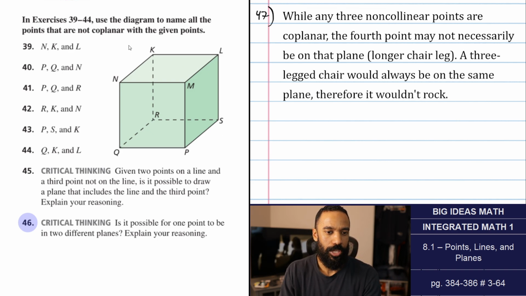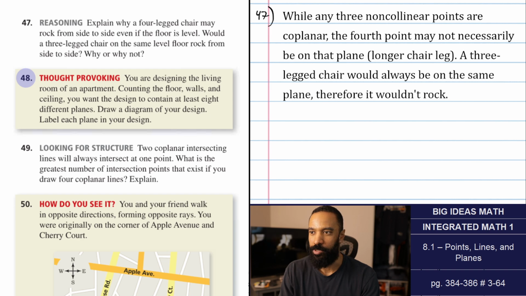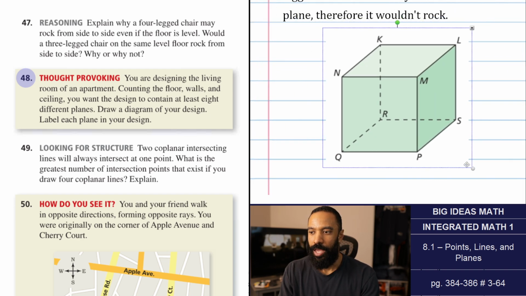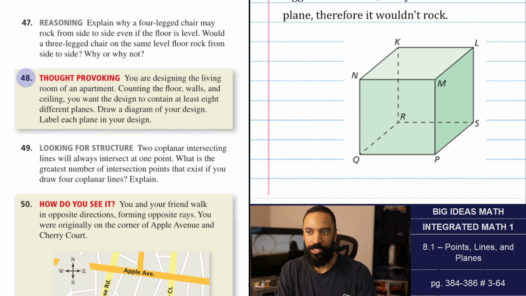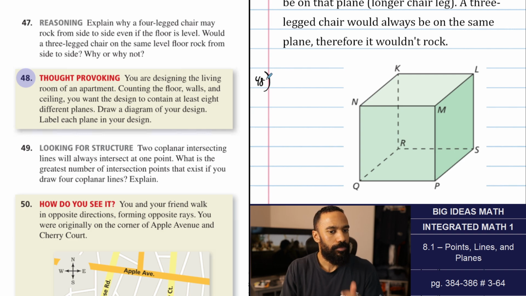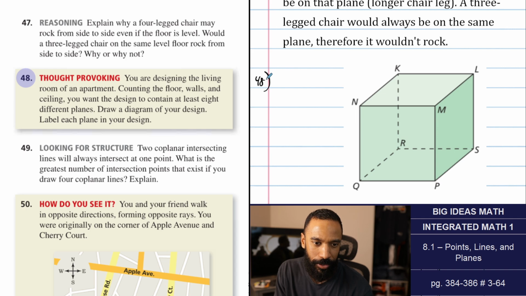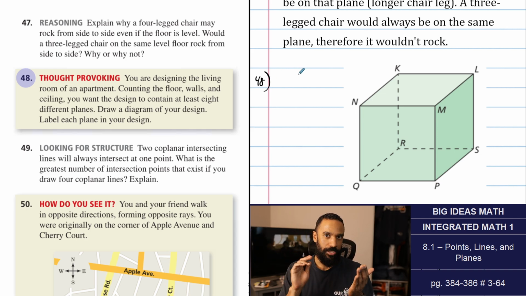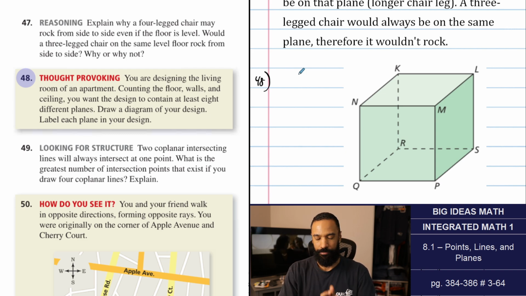So what you have to do, I'm going to copy and paste this one just to get things started on the visual. Maybe I can do something off of that specifically. Just ignore the letters for a moment. So this is 6 different facings, right? This is not 8. Counting the floor, walls, and ceiling, the design must contain at least 8 different planes. So you need to angle something somewhere to make it different.